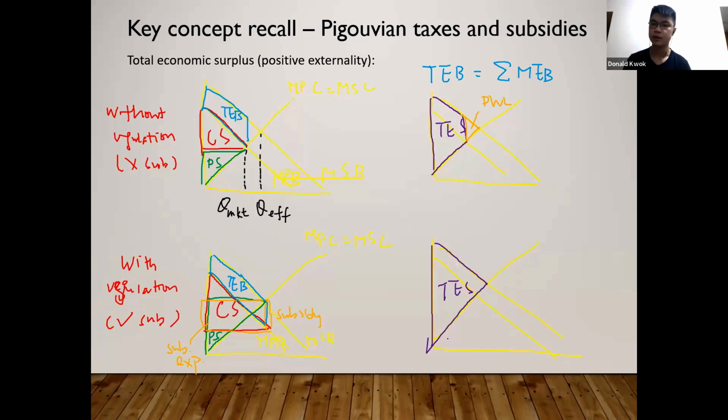So again, you can take a screenshot in case you do not have sufficient time to copy the graphs down. And afterwards, we'll move on to the next solution to tackle the problem of externality.